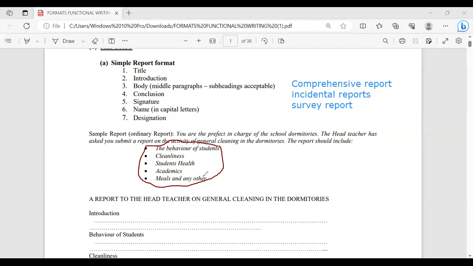The examiner is going to tell you which things to include in your report. However, sometimes some questions might be specific and tell you include this, this, this, and this. So you give it different subtitles.